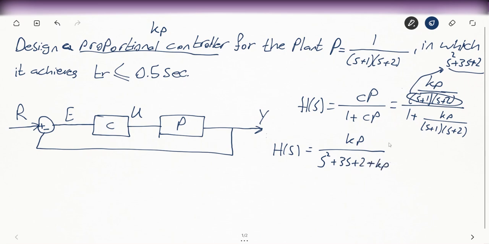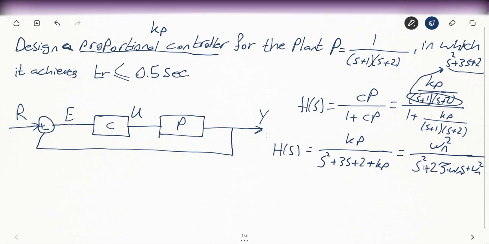Now, when this comes to your mind, you may think of the standard transfer function of a second order control system. This standard transfer function is written as omega n squared over S squared plus 2 times zeta times omega n times S plus omega n squared. So this is the standard transfer function of any kind of second order control system. Why am I writing this here?